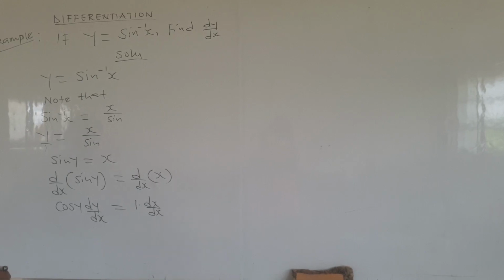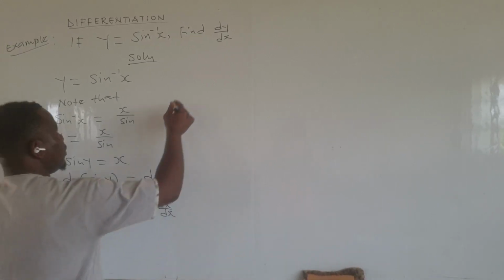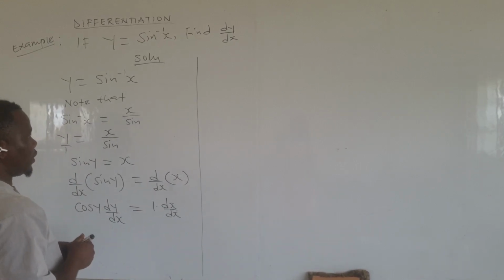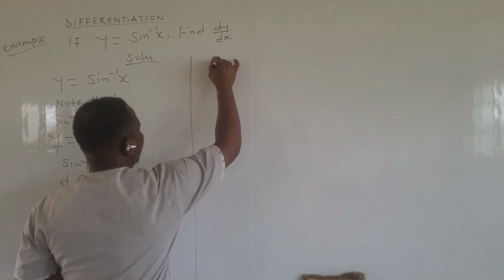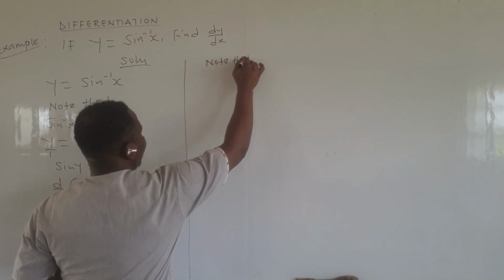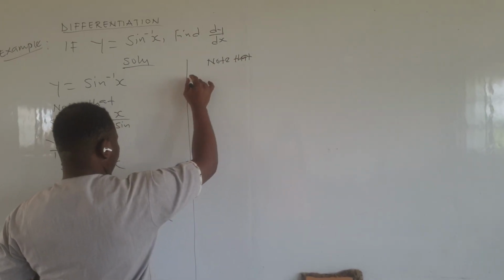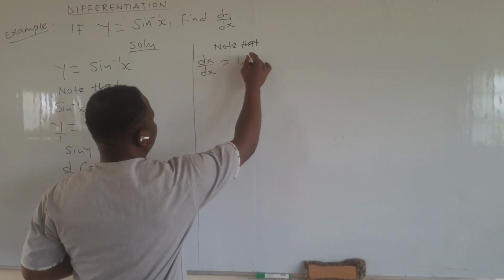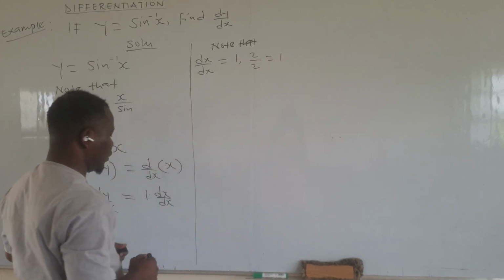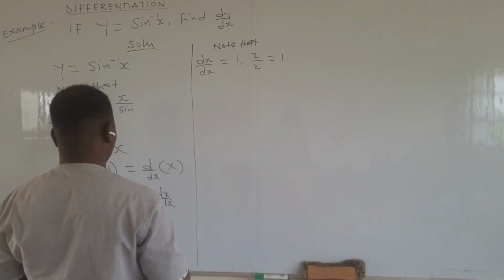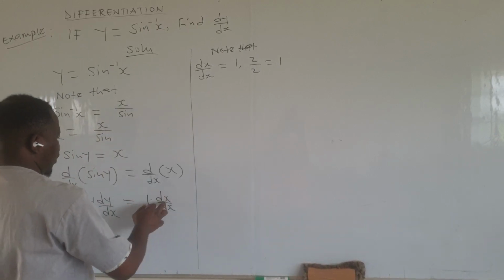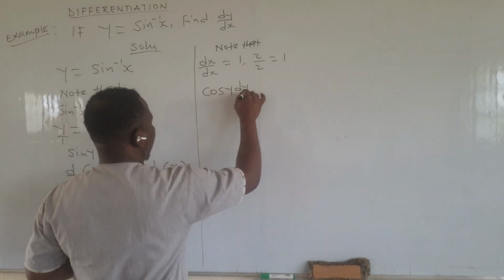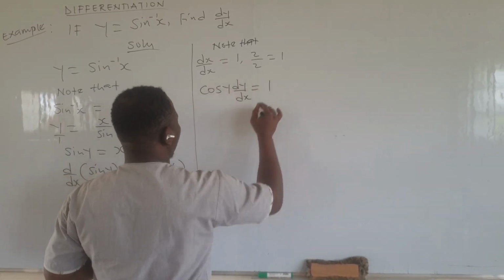Are you following? Okay. So if you agree with me, if you can see what I am saying, note that dx over dx is the same thing as 1, just like 2 divided by 2 is equal to 1. So if you agree with me, 1 times 1 will still give you 1. It implies that our cos y dy over dx is equal to 1.